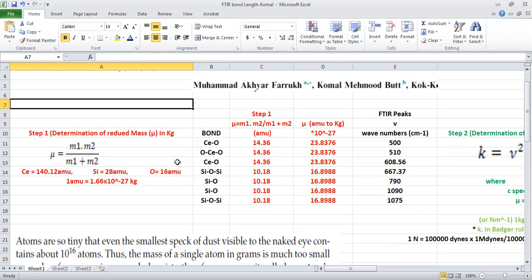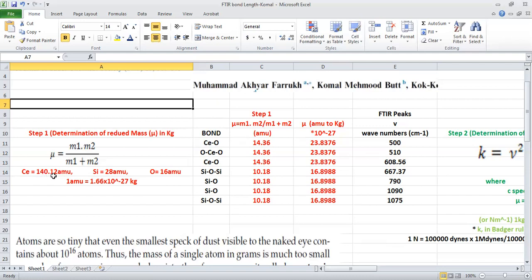So there are only three atoms given over here. One is the cerium, second is the oxygen, and third one is the silicon. So the masses in AMU for the cerium, silicon, and oxygen are given over here. So these masses are in atomic mass unit, and you have to calculate the mass in kilogram. Basically, these are the gram per mole, or similarly, 1 AMU is mean.